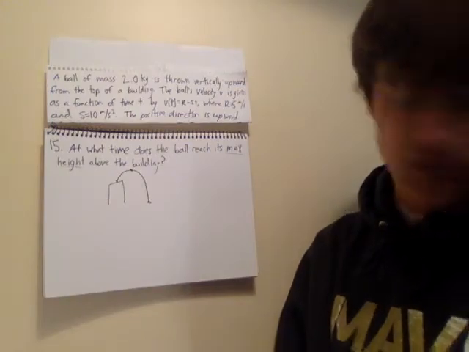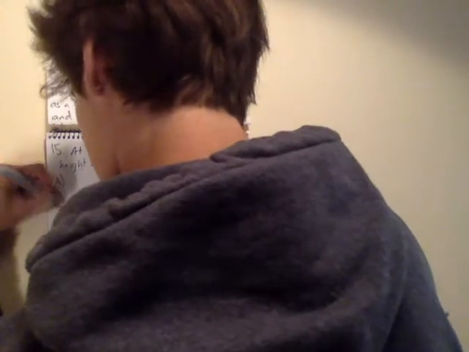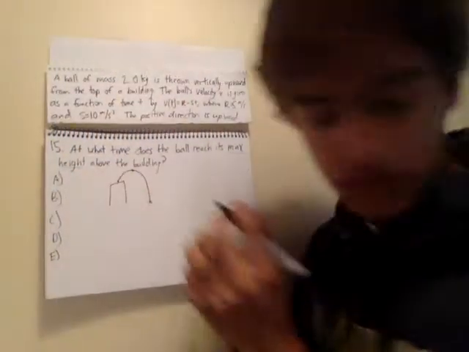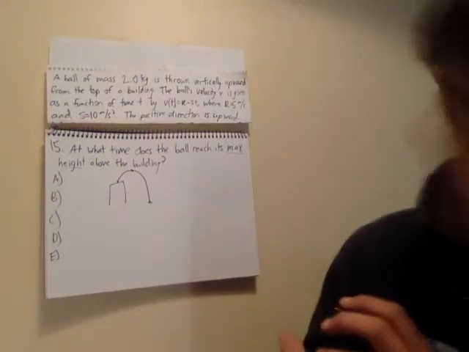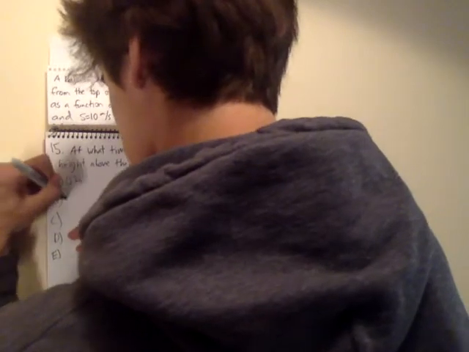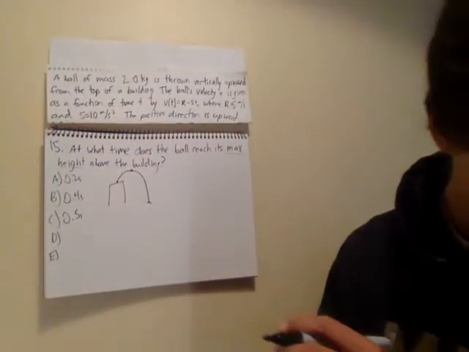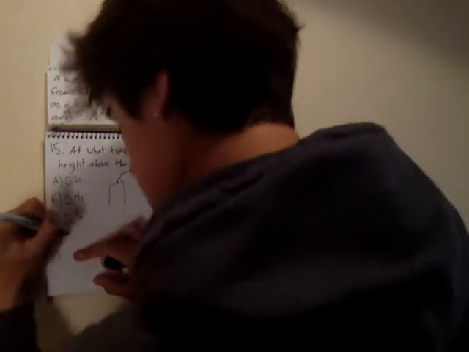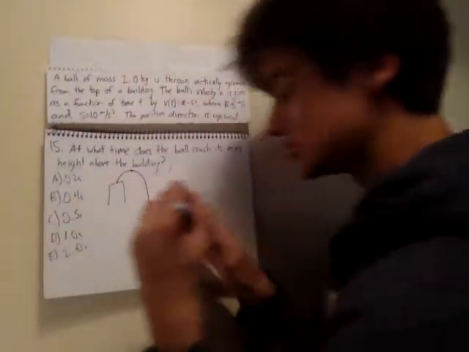And the answers to this are, let's write these in. A gives us 0.2 seconds, B 0.4, C 0.5, D is 1.0 seconds, and E is 2. So these are our options to choose from.